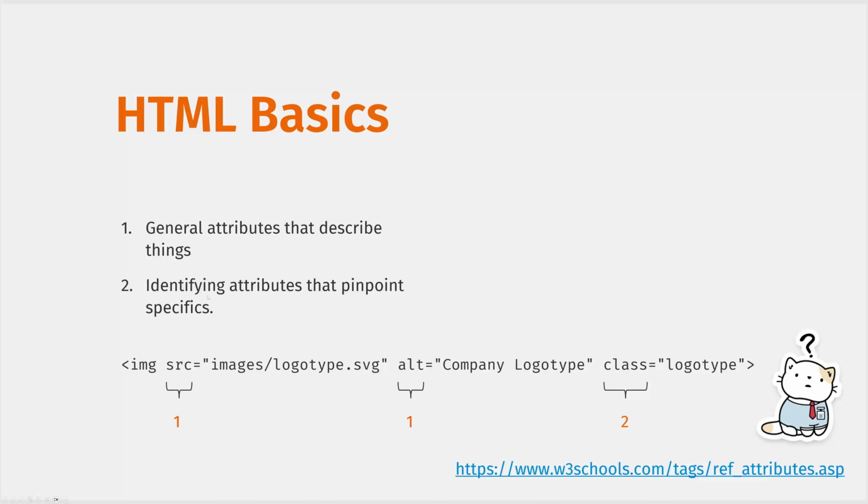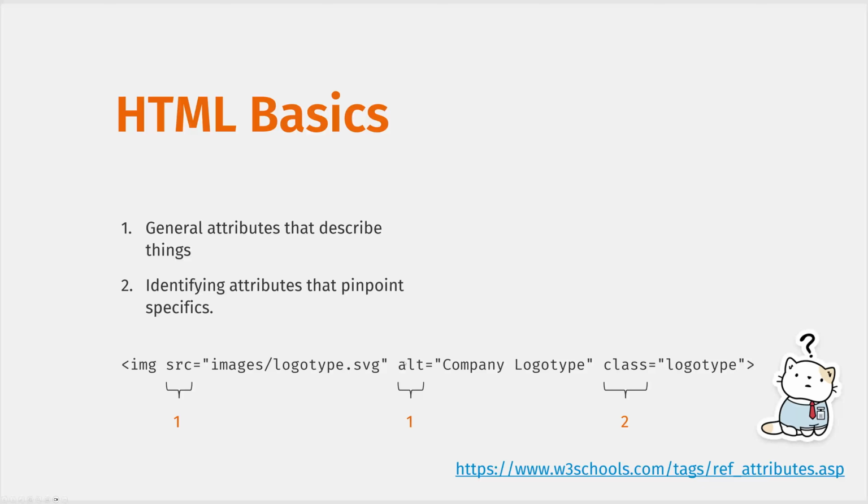I want to separate the kinds of attributes. We just talked about it a bit earlier, but we have general attributes that describe things, and then we have identifying attributes that pinpoint specifics. So we have general attributes that describe things like src or alt. They are describing things like this image, for example. You can see that this says src. It describes a path, right? It will go into the folder called images, and I would look for a file called logotype.svg.